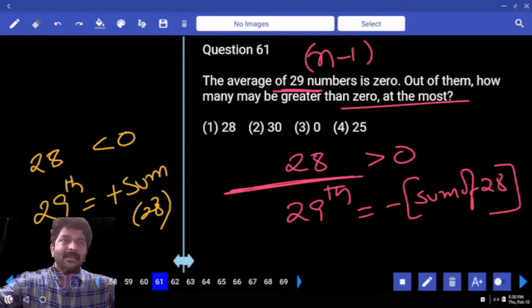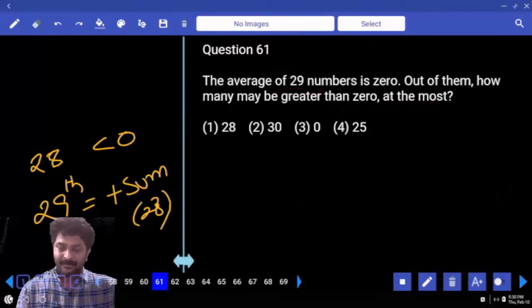Okay. How many numbers can be 0? Maximum. At the max, how many numbers can be 0? 29 numbers. I'll take all 29 numbers as 0, then the sum becomes 0.